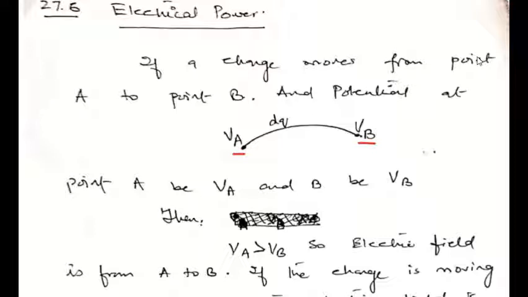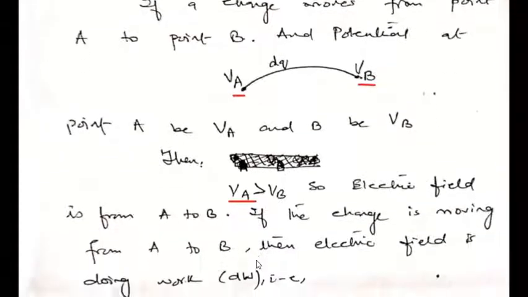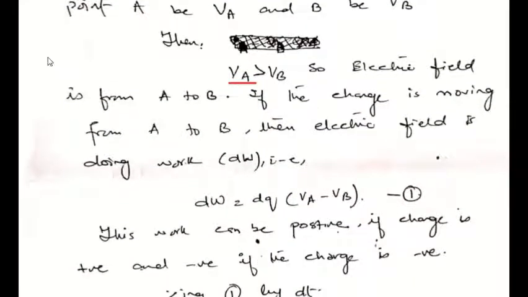In this article, let us suppose that we have a charge that is moving from point A to point B, and the potential at point A is VA, and the potential at point B is VB. And we also consider that VA is greater than VB. So the electric field is from A to B. If the charge is moving from A to B, then the electric field is doing some work, which is given by the value dW, and we can write this as dW equals dQ into (VA minus VB).